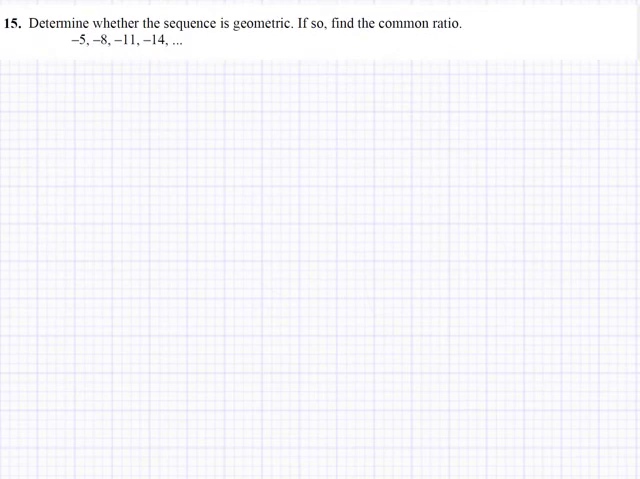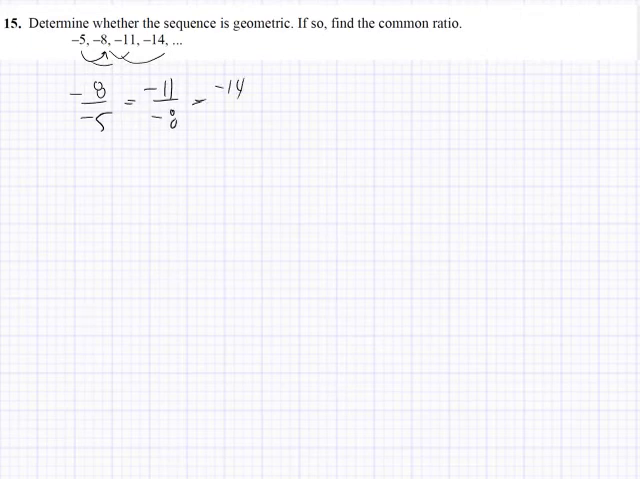Okay, we want to determine whether or not this is a geometric sequence, and typically the way we would do that is if there's something we can multiply to get from one term to the next to the next. So we can do that by dividing two consecutive terms and always getting the same thing. So negative 8 divided by negative 5 should be equal to negative 11 divided by negative 8 should be equal to negative 14 divided by negative 11.